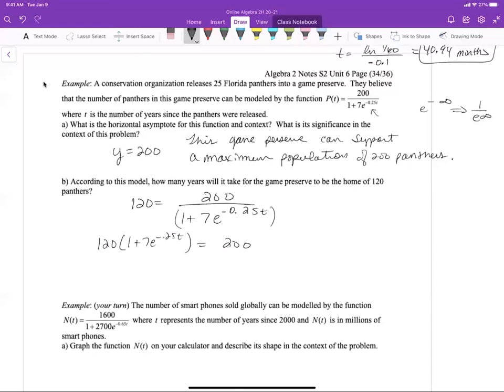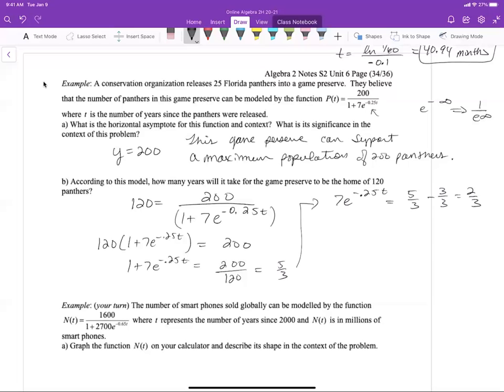I will divide both sides by 120. And I will get 200 over 120, which is the same as 5/3. I will then subtract 1 from both sides, and I will get 7 times e to the minus 0.25 times t, which will equal 5/3 minus 1, which is the same as subtracting 3 over 3, which will be equal to 2/3.